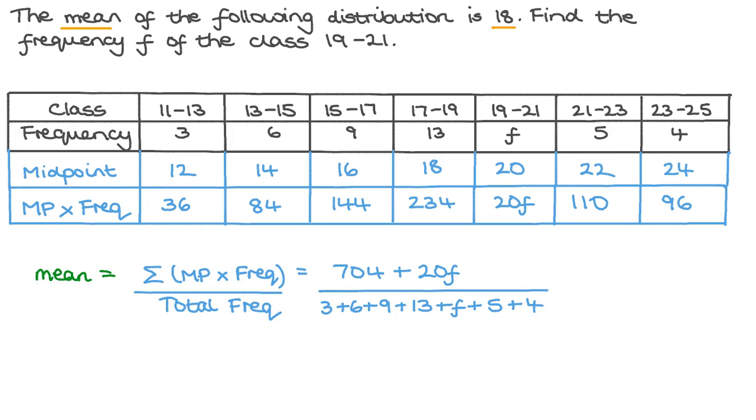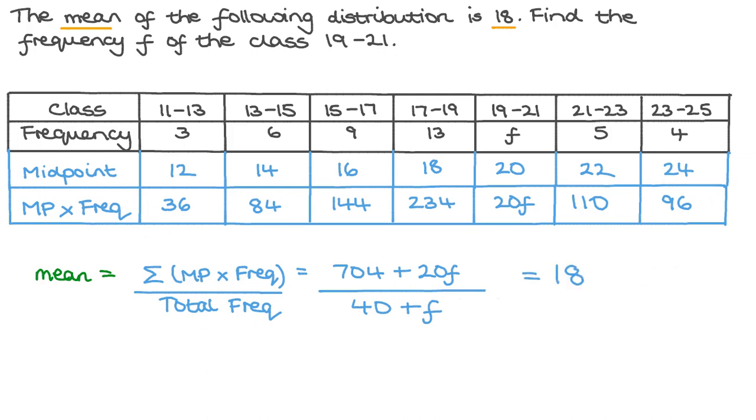The next step in calculating the mean is to divide by the total frequency. So we have 3 plus 6 plus 9 plus 13 plus f plus 5 plus 4. This simplifies to give the expression 40 plus f. So this is how the mean for this distribution would be calculated.